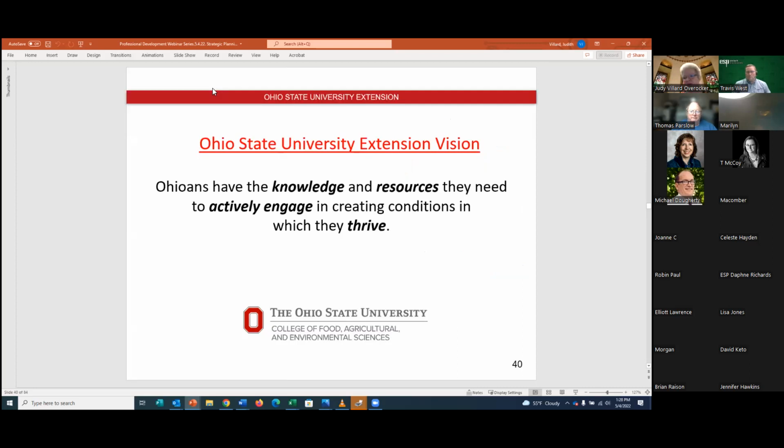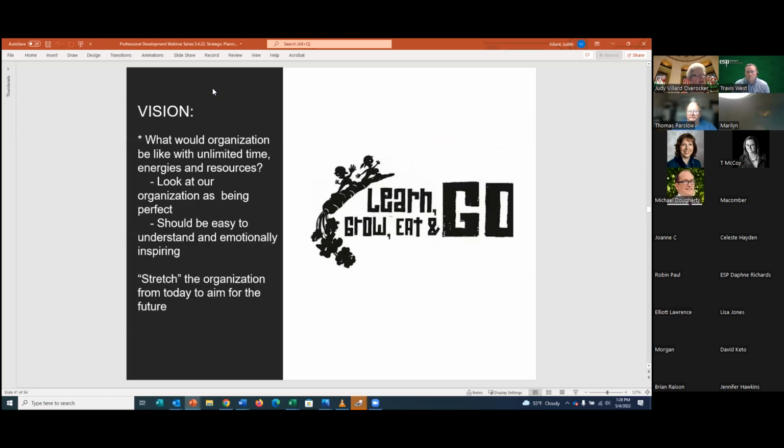So then we start working on the vision. The mission is what we're working on now. The vision is what we see our organization becoming in the future. This is Extension's vision. You can see here the knowledge and resources they need to actively engage and where they can thrive. Okay. And so, what would the organization be like without unlimited resources? This is a question I asked them. And they're like, oh, wow, we could do these things.